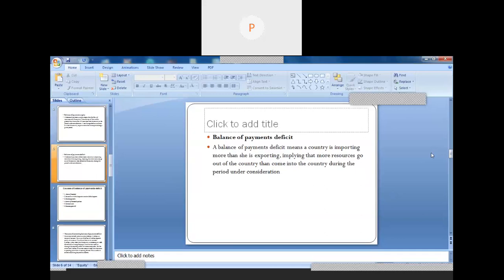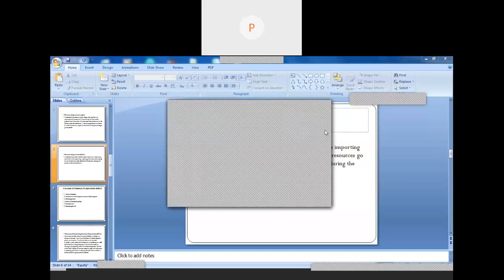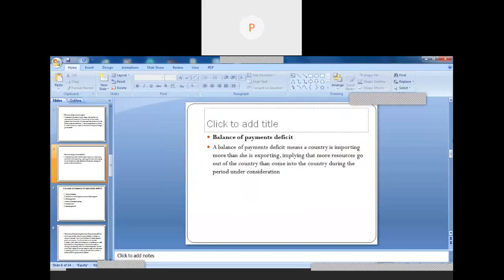So it is obviously not going to be a favorable situation for a country, because every time you keep on importing, you have to make payments for that. It implies that more resources go out of the country than the resources which are coming into your country. Okay, so it is clear that a balance of payment deficit is not going to be good for a country. As a result, once a deficit occurs in the balance of payment, the government quickly takes a number of measures to rectify the debts.